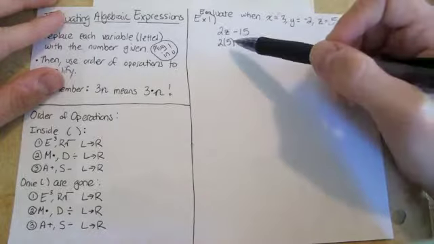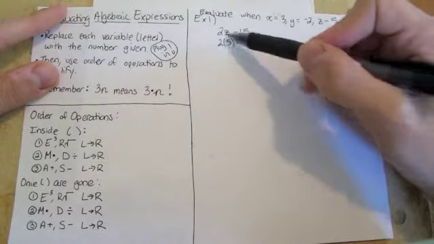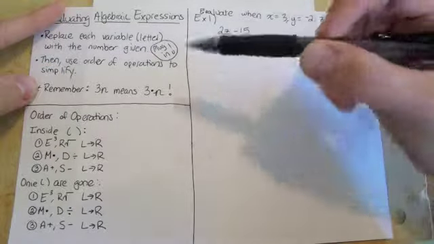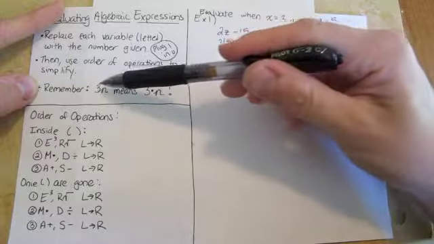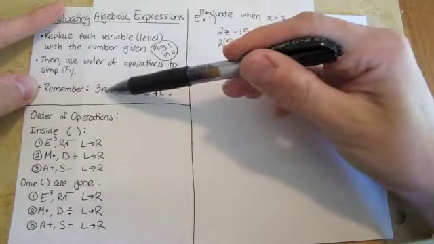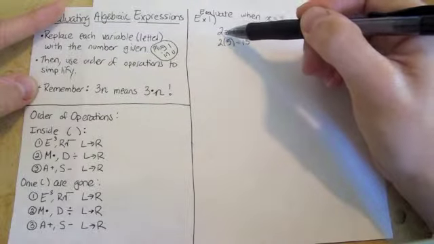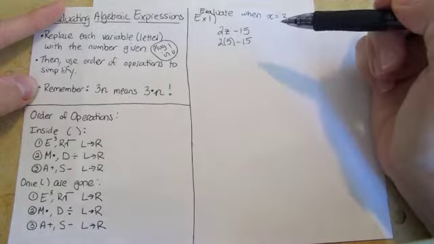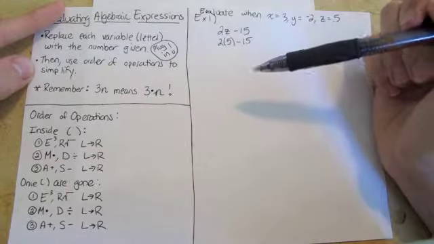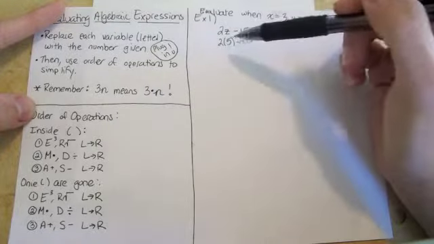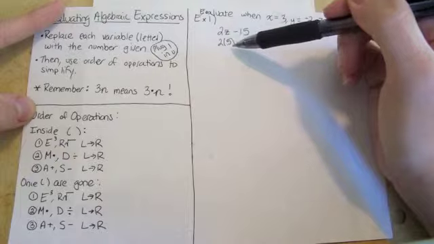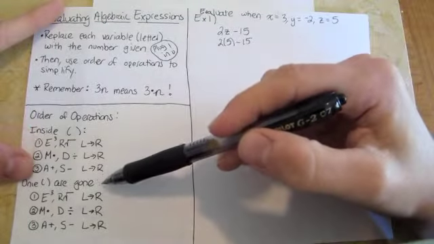Now, hopefully you remember from the last lesson that this means multiply. In fact, 2z means 2 times z. And I have a little reminder over here. It says, remember 3n means 3 times n. When you have a number next to a variable, there's an invisible multiplication sign there. So the next step is just to use the order of operations to simplify. So coming down here to our order of operations, even though I have parentheses here, there's nothing to do inside of the parentheses. So I can skip down to this step.